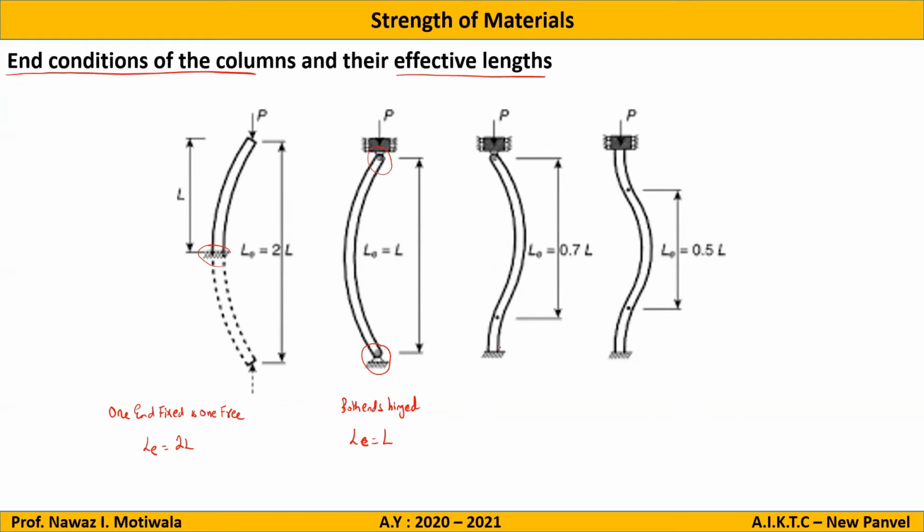Now if you observe, this end is free, this end is fixed, and this end is a pin joint. If you observe here, it is a pin joint. So I can write one end fixed and one hinged. In this case, LE will be equal to 0.7 L, or you can also say L by root 2.